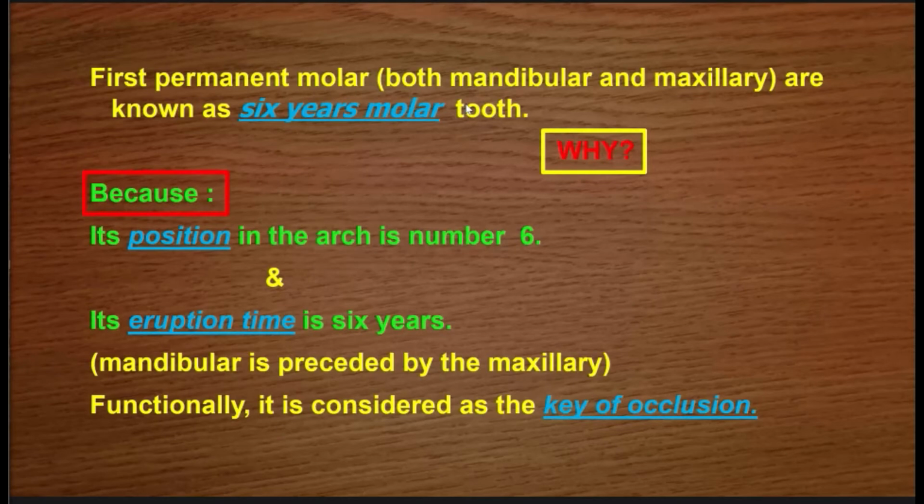Functionally, it is considered the key of occlusion. Why key of occlusion? Let me explain. Because for the deciduous teeth, A, B, C, D, E, in each arch there are 10 teeth, right? In each quadrant, 5 teeth.